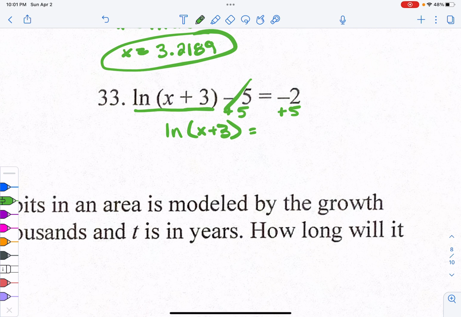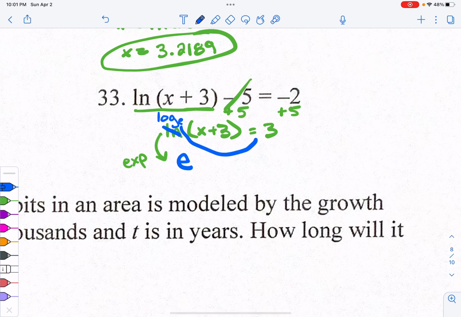So I can just do the 5 for right now, and I have that. And now I'm stuck again, so I switch him to an exponential function, okay? And again, ln is the same thing as log e. So when I switch him, he becomes e to the third power equals x plus 3. And then I'm going to take whatever e to the third power is, and I'm going to subtract 3 from that at the end. So let's see what I get.